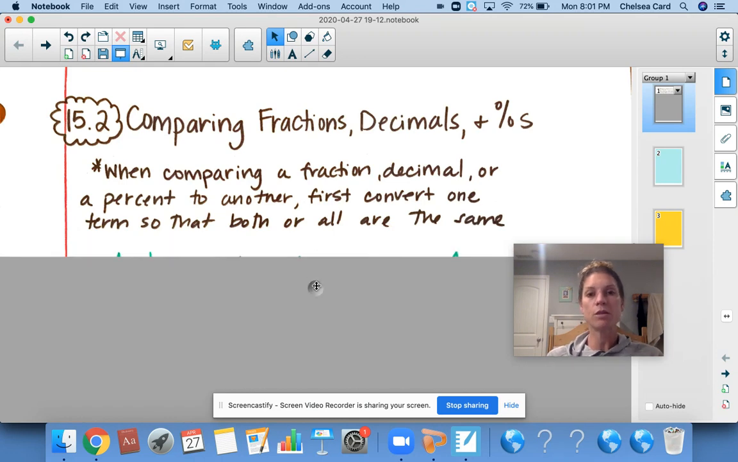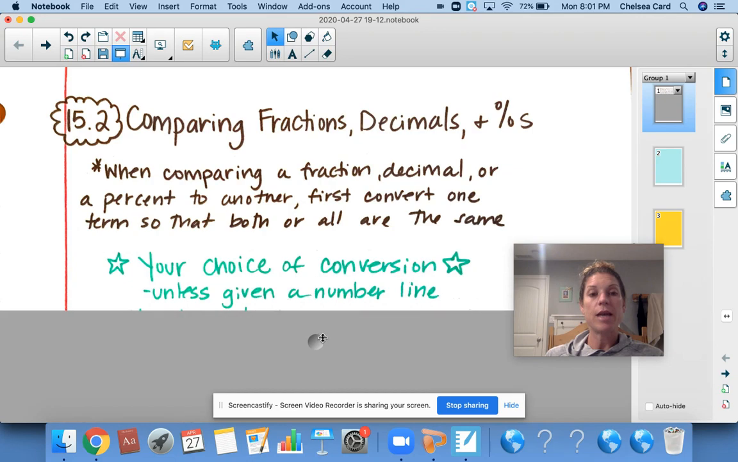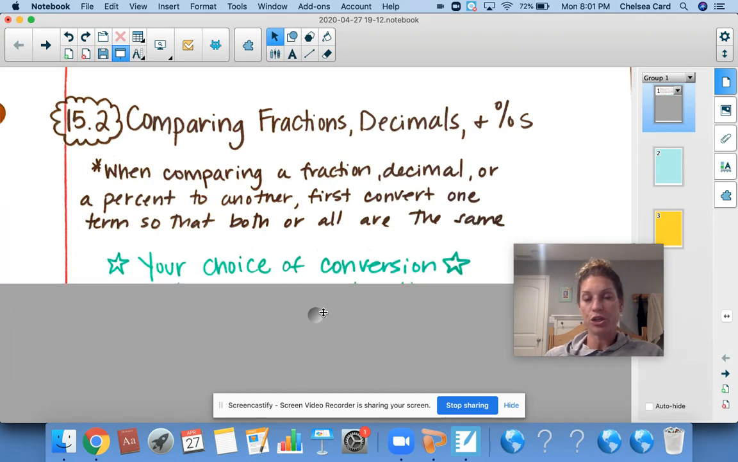Okay. So the nice thing about this is that you can choose. If you have a fraction and a decimal, you can choose to convert to fractions or to decimals. Or if you have a decimal and a percent, you can decide to go both to decimals or both to percents, whatever you want. The only rule is that if they give you a number line, let's say, and the number line has all fractions on it, or all percents, or all decimals, well, then obviously you have to convert to whatever they give you so that you can place those different values on that number line.